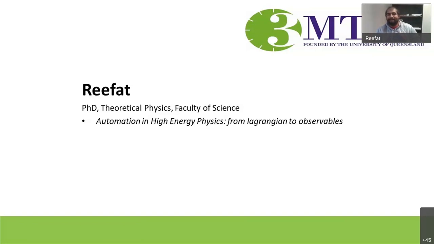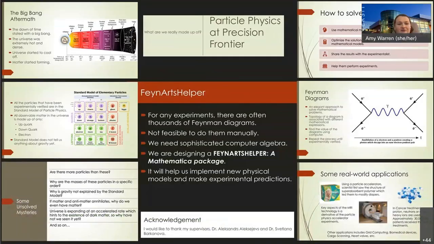Lagrangian. There we go. It's the combination of the G's. Lagrangian. Yep. Lagrangian two observables. So I'm going to say that again to get it right, to give it the due time it should get. Automation in High Energy Physics. From Lagrangian. See, I just did it again. Lagrangian two observables. So Reefat, I'm going to stop butchering the title of your thesis. This is not my area. Can you tell? Physics is not my area since high school. I'm going to ask Julie to advance to your slide. And then whenever you're ready, Reefat, please begin.